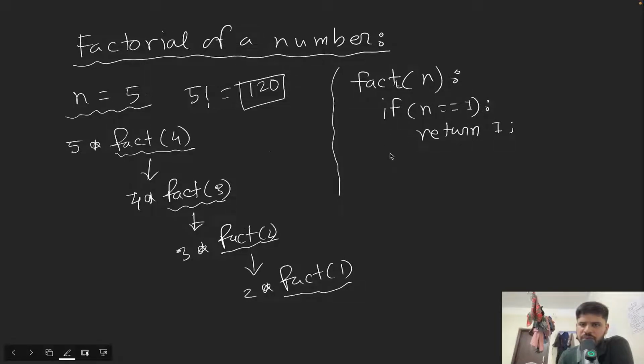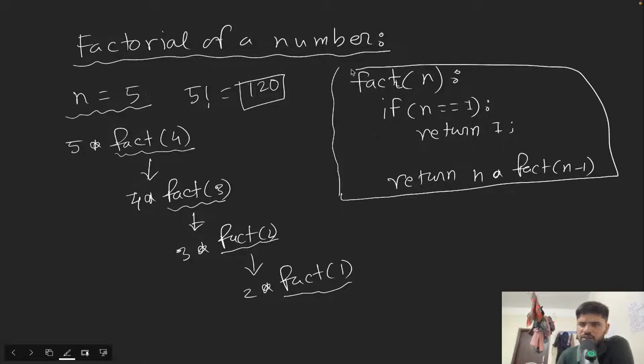Now here we will have a base case. This is our base case. Now let's write out the recursive case here. In our recursive case, we will return a value after computing: n times factorial of n minus 1.